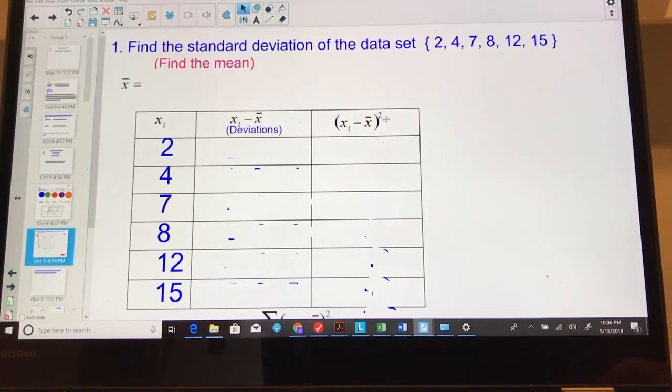Taking a look here, you're going to find the standard deviation of this data set right here, 2, 4, 7, 8, 12, 15. First step, you're going to find the mean. So take a moment, find the mean. Okay, your mean there is 8. Then you're going to find your deviations from the mean. So you're going to take your data point, your 2 minus 8 is -6. And then you're going to square that, 36. So take a moment, finish up the rest of this table, and then we'll work through the rest of the equation.